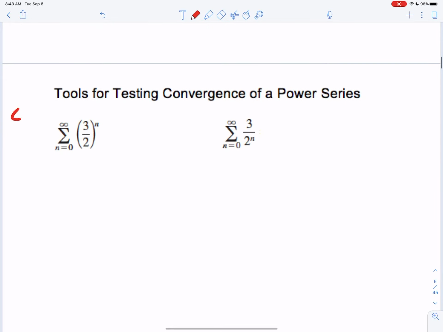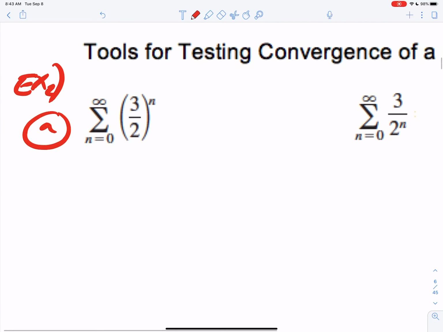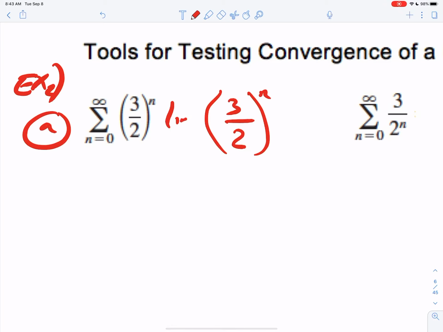Here's example 2, part A. Go ahead and write that down. Just part A. First, we want to run the divergence test. Remember, the divergence test is our first filter. I'll write it out for you to see. Basically, we're going to take the limit as n goes to infinity. This is what I'm doing in my head.